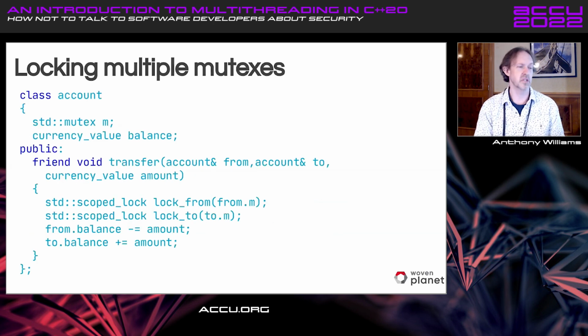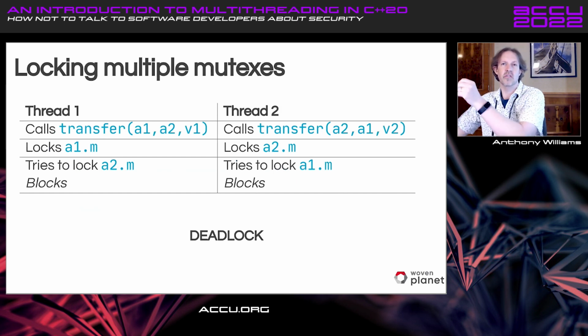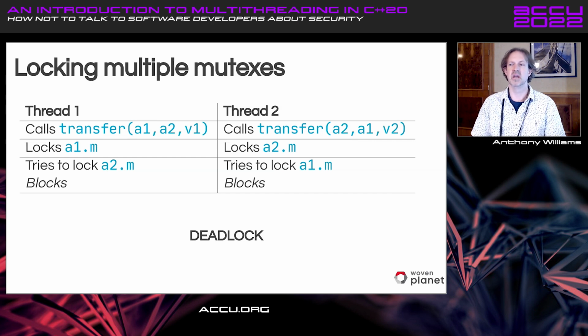Sometimes in your code you need to lock multiple mutexes. Take the classic example of an account, where you're transferring between 2 accounts, and they've both got mutexes to protect their data. You want to lock both of them. If you lock one and then the other, then we have a potential for deadlock. Because if you're transferring from account 1 to account 2 at the same time as somebody else is transferring from account 2 to account 1 on a different thread, they both lock the same 2 mutexes, but in different orders. And so that is a potential for deadlock.